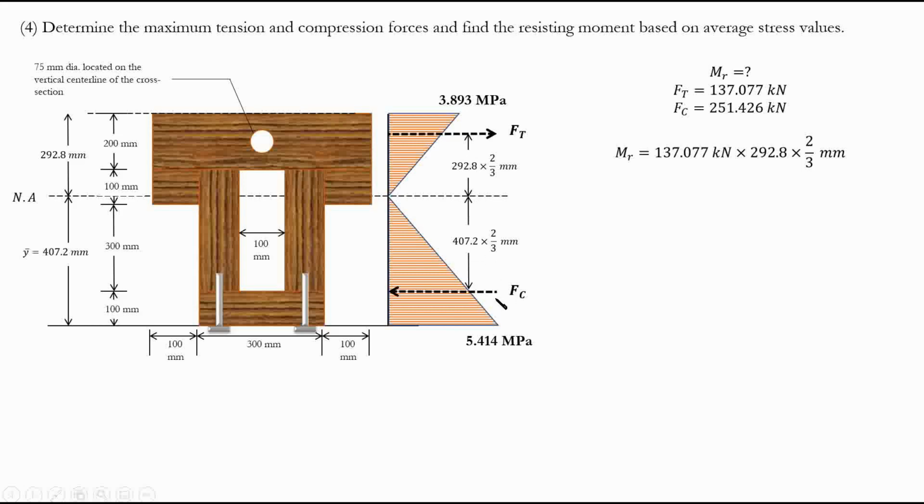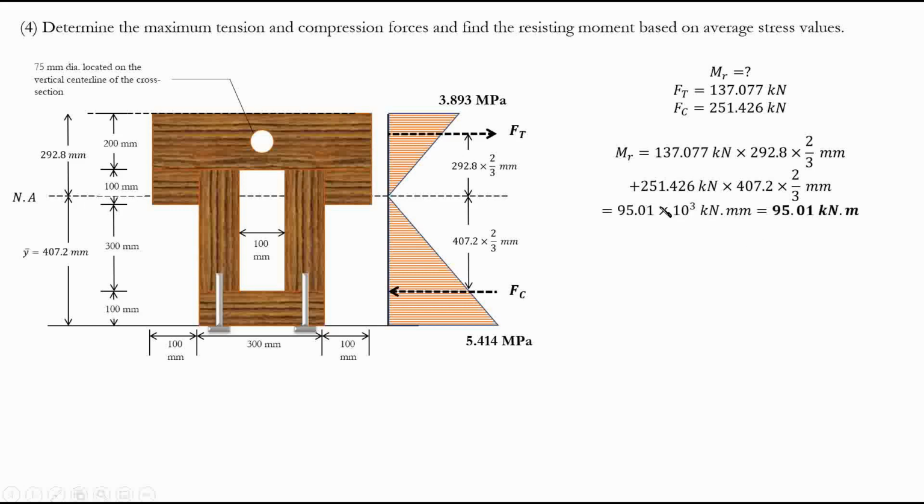But what is this distance? We can see, right, this is a rectangle, this is a triangle, right? So the equivalent force will be located here, right? A third from the edge. So if this is a third from the edge, this is 2/3 from the edge, right? So if this is 292.8, this is 2/3 times 292.8. And this is 2/3 times 47.2, right? So simply Ft times this value plus Fc times this value, okay? Simple as that.